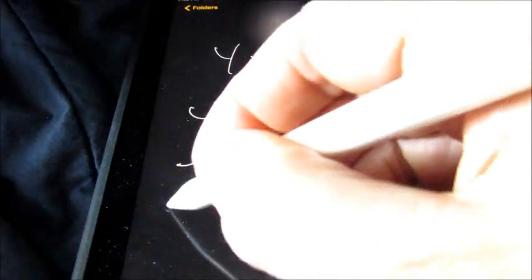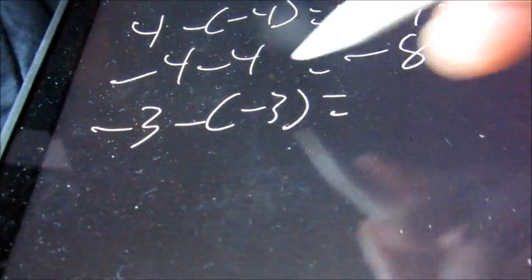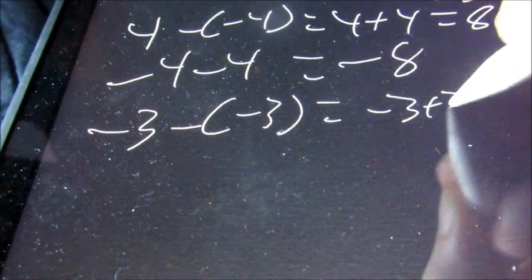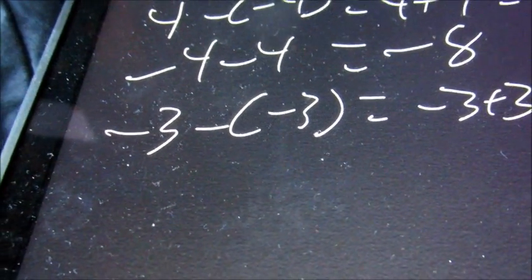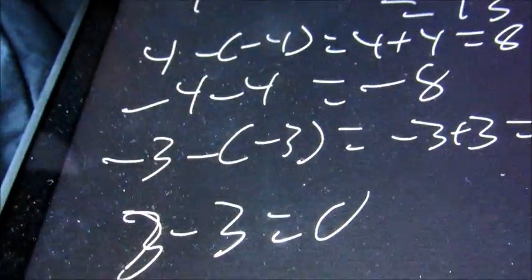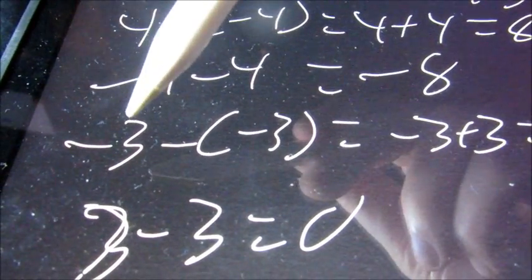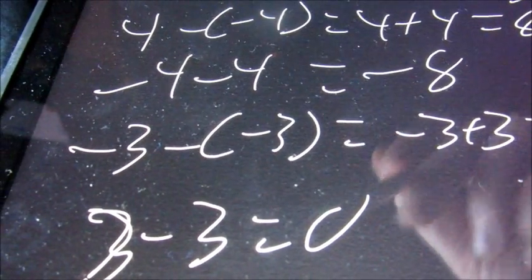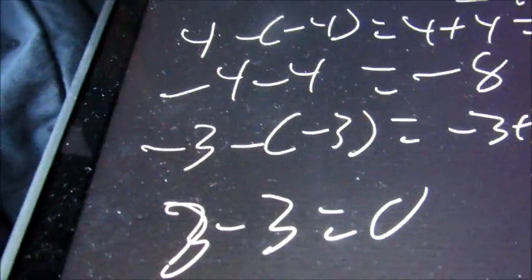If we have negative 3 minus negative 3, here we could do where we said that it's negative 3 plus 3, which equals 0. Or we could look at it like we saw before. If we just had 3 minus 3, that equals 0. Anything minus itself equals 0. So we have the same thing here. Negative 3 minus negative 3. So that becomes 0. That's another way that you can look at those ones.